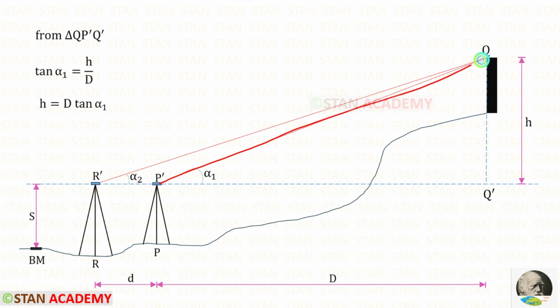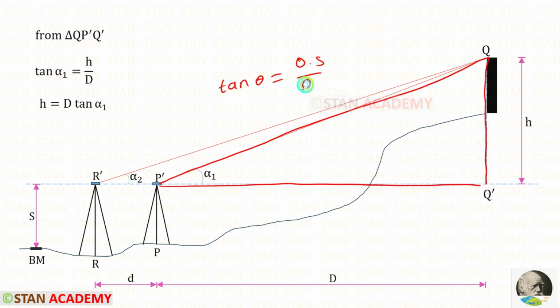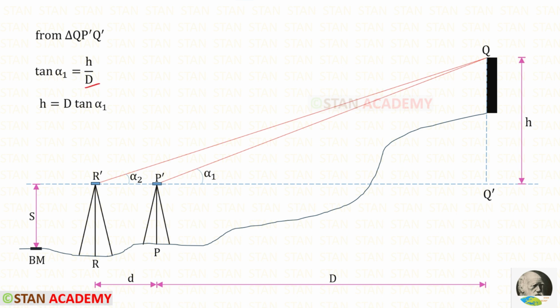Let us take this triangle. In this triangle, let us apply tan theta formula. We know that tan theta is equal to opposite side by adjacent side. Here the opposite side is h and the adjacent side is D. So tan alpha 1 will be equal to h upon D. We can take D on the other side, so it will come in the numerator. In this way, we can make this expression.